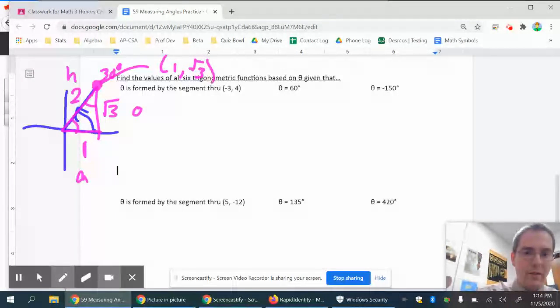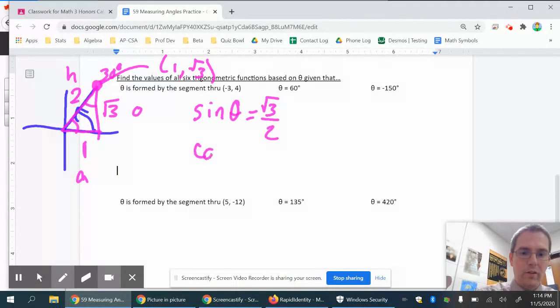So I'm going to have, in this case, my sine of theta, my sine of 60 degrees, would be equal to the opposite over the hypotenuse, so that's square root of 3/2. Cosine of theta would be adjacent over hypotenuse, 1/2. Tangent of theta is opposite over adjacent, so square root of 3/1.